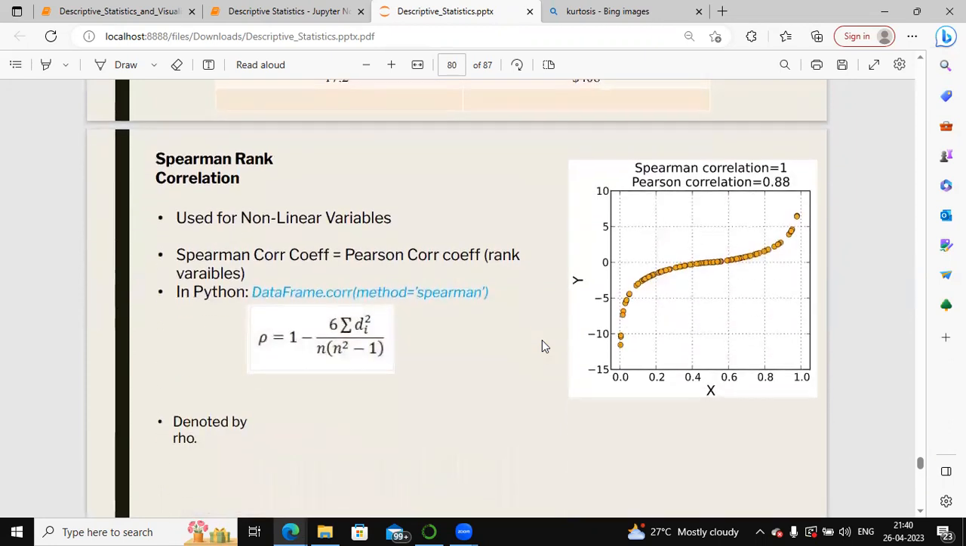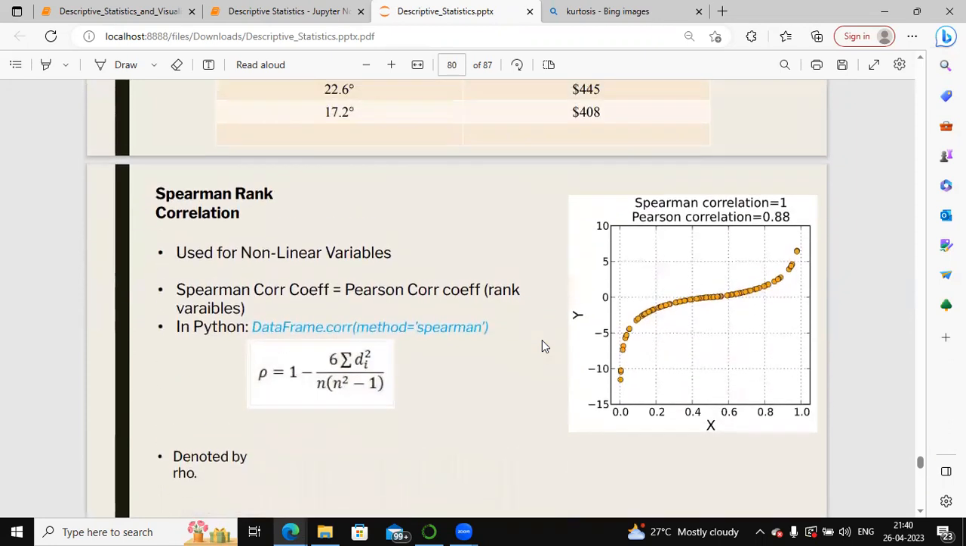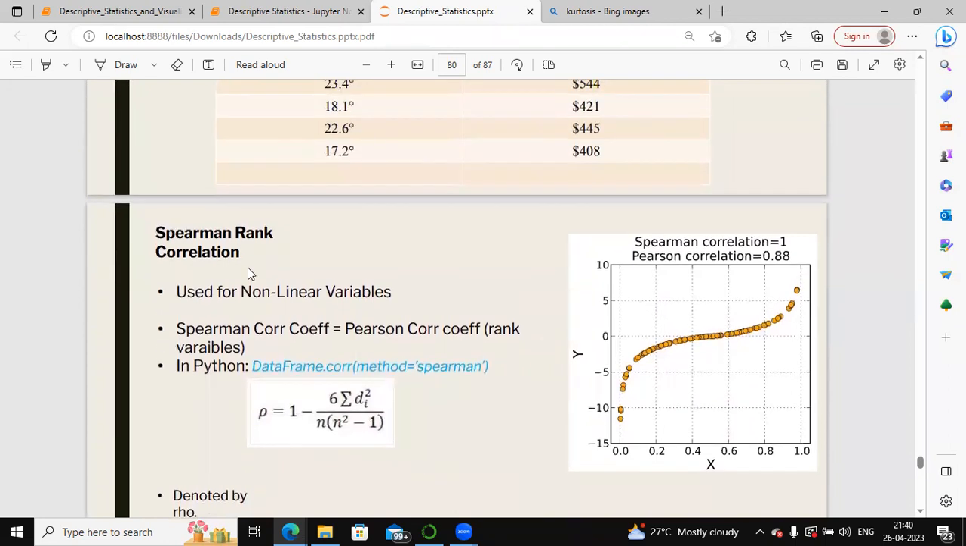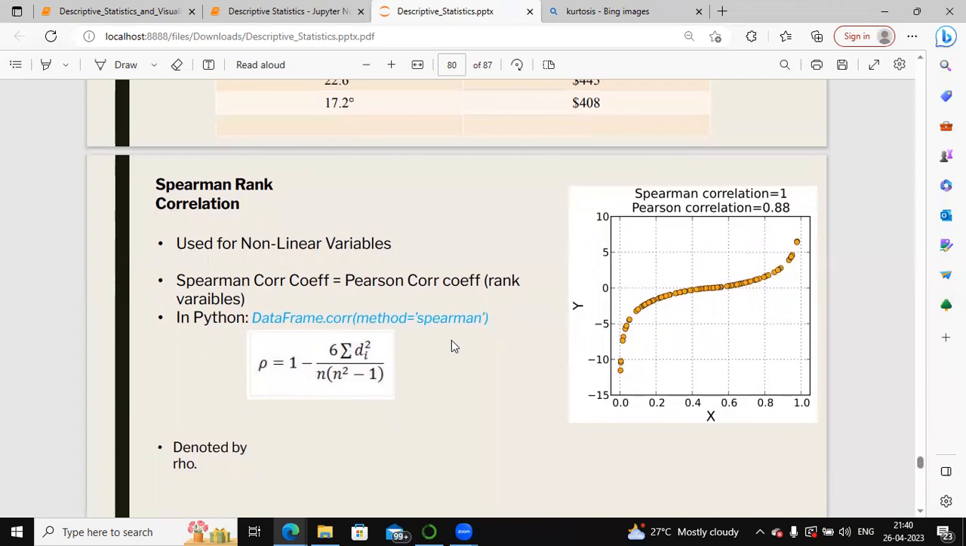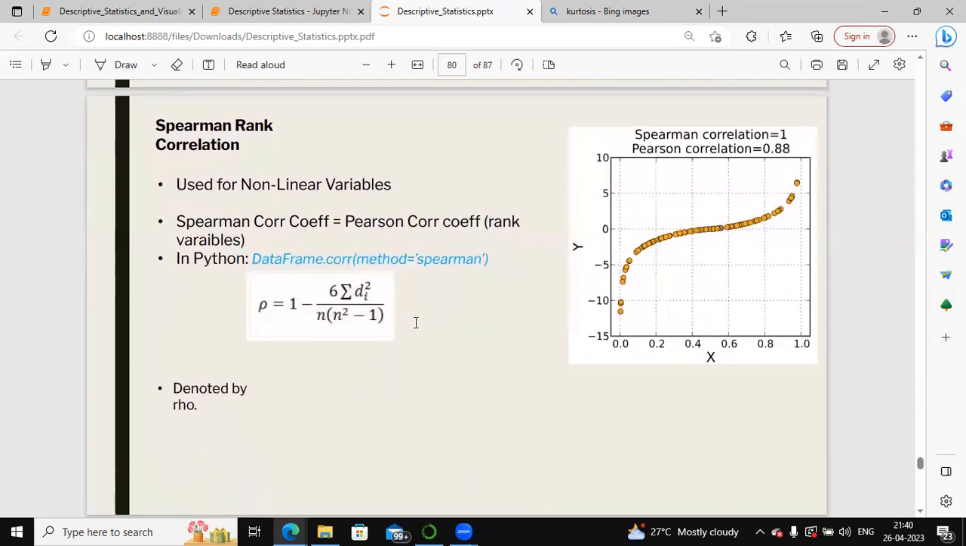So we have seen till now Pearson's correlation coefficient, which lies between minus 1 and 1, and we have Spearman rank correlation. This is only used for non-linear variables. You must understand this is only used for non-linear variables only. In Python, we have dataframe dot corr with method Spearman. So we have to pass method as Spearman for non-linear variables.